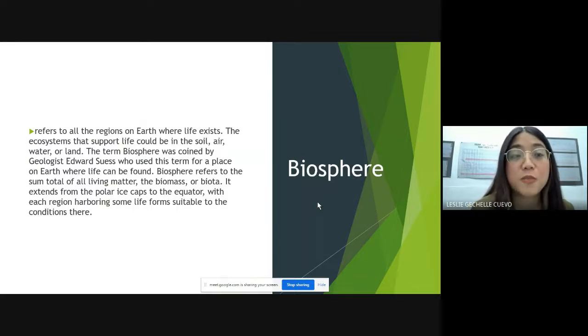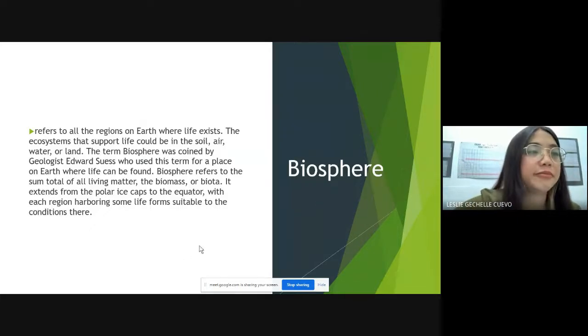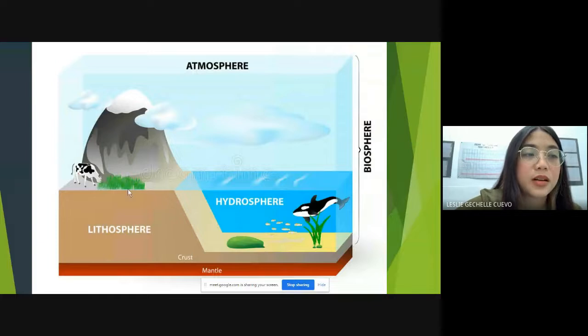conditions there. So, pag sinabing biosphere, basta lugar na kung saan pwedeng mabuhay ang tao, hayop, halaman. Yun. It is the totality. Okay? Biosphere. Okay? So, ano yun natin?